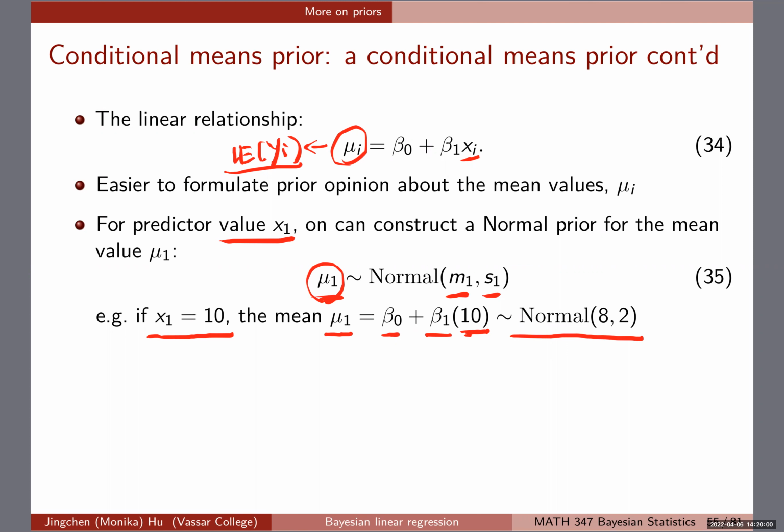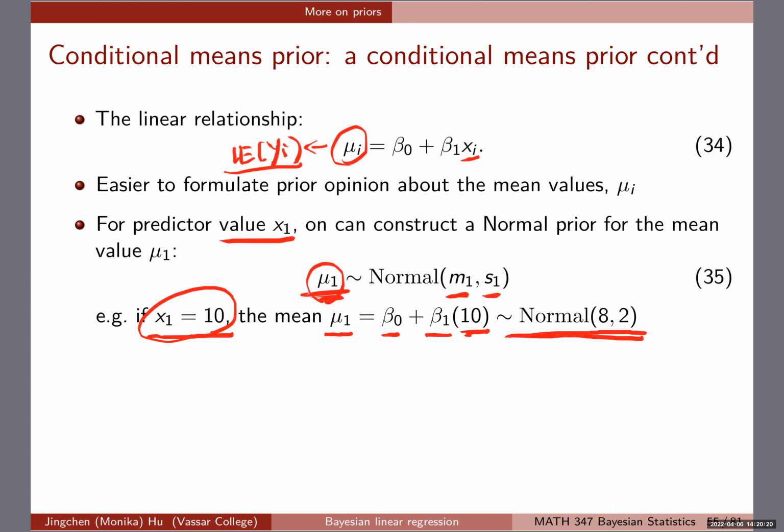So let me say that again. I have a particular x1 value that I'm interested in. Let's say it equals 10. And for that particular predictor value, I think this mu1 is going to follow a normal distribution of 8 and 2. This is my first piece of my prior.